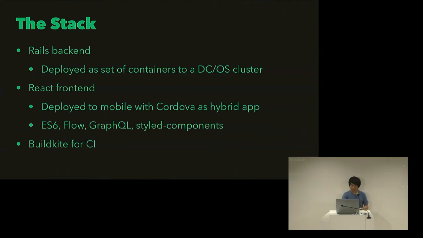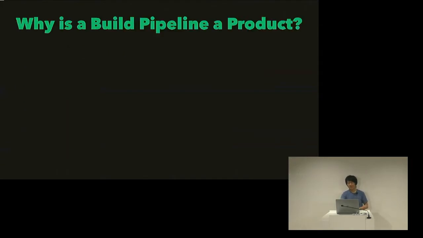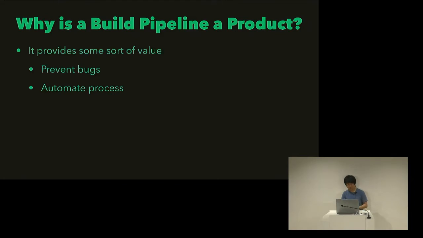Sorry. So why is a build pipeline a product? Because some of you might be thinking, why is it a product? We don't sell it. It doesn't really make us money directly. But ultimately, I see a product as something that provides some sort of value. In this case, it prevents bugs and automates processes that would otherwise be manual and painful. And it also has users, which is you.